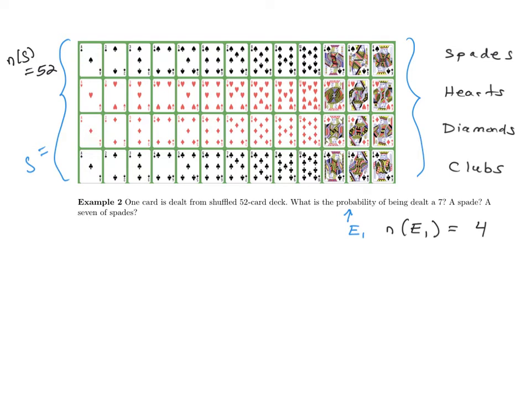If I want to know the probability of E sub 1, we have everything we need to answer this. It's the part out of the whole. It's 4 things in E1 divided by 52 things in the entire sample space. I think 4 goes into 52, right?